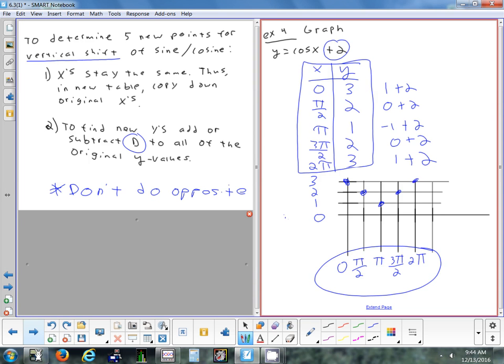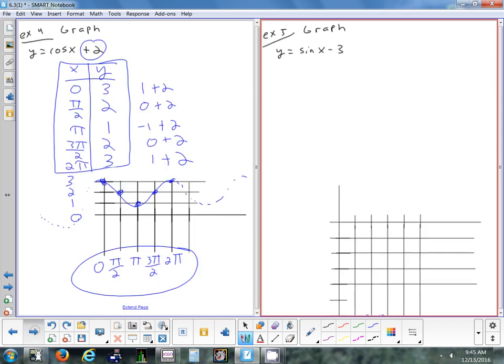And what sometimes I do is I kind of draw how it would look just to get the pattern for it. Then it would continue on. Okay, so any questions on that? Okay, so that's a shift up 2. And the last one we'll do is a shift of sine, except now we'll shift it the other way.